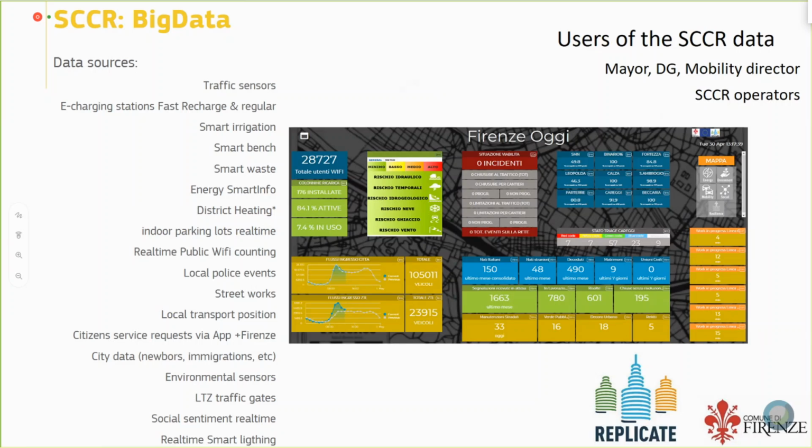During these years, it was launched in 2018, and we updated this control room, this big data platform, with different new data sets. The users of the control room data, of this dashboard, are the mayor himself, the general manager, the mobility director, and also the operators of the smart city control room. Even now, during COVID-19, we are adding new data sources to this dashboard in order to provide to the city decision makers real-time data on the COVID infection in the city and in the county.